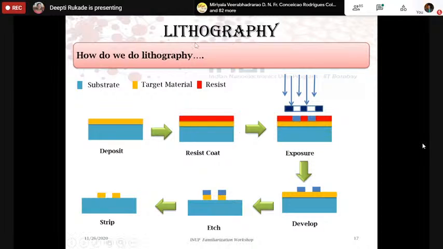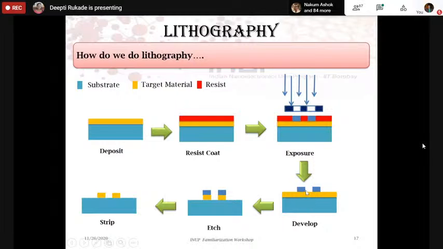So we coat the wafer using the resist. We deposit your material, we coat the wafer using the resist, and then we do the exposure. So when you do the exposure, the area where you want your deposition.